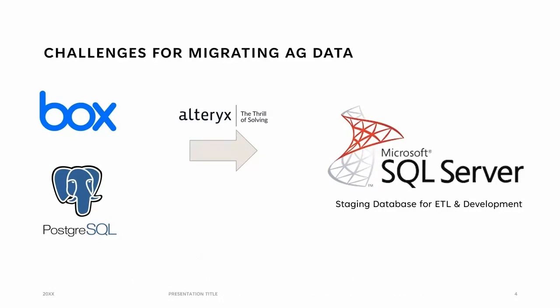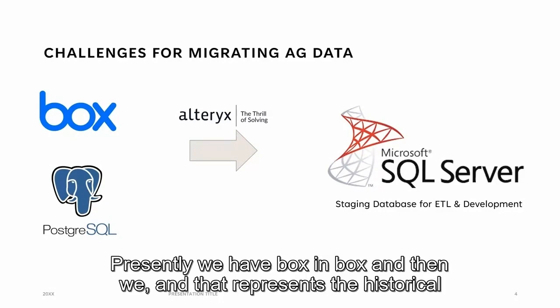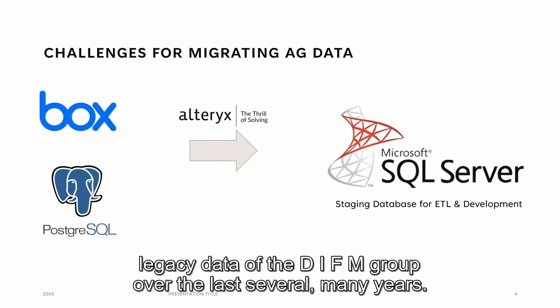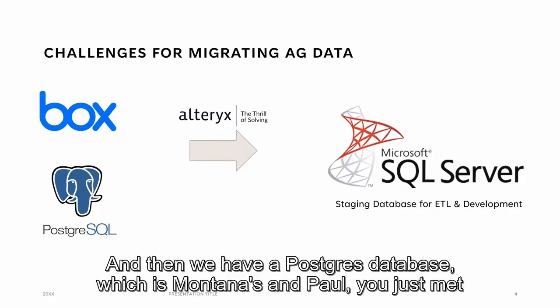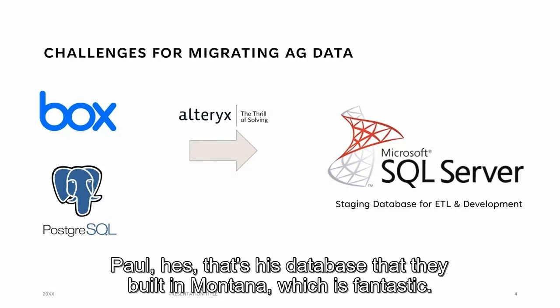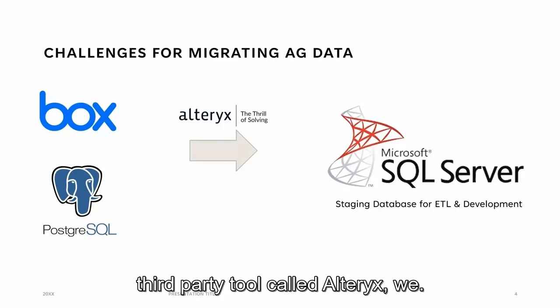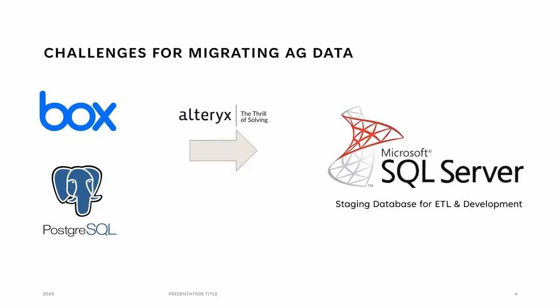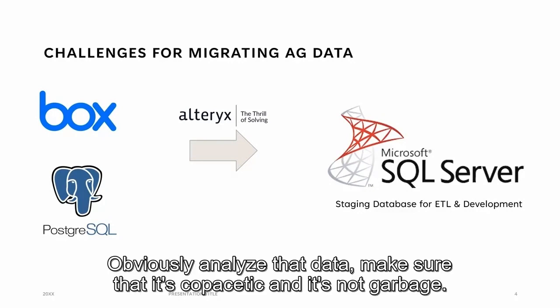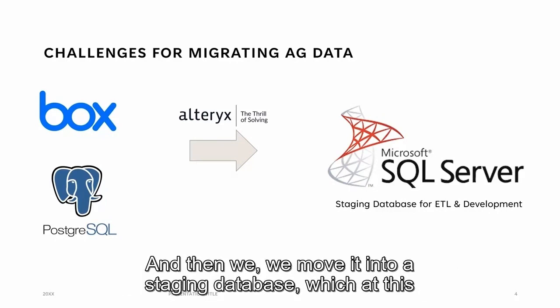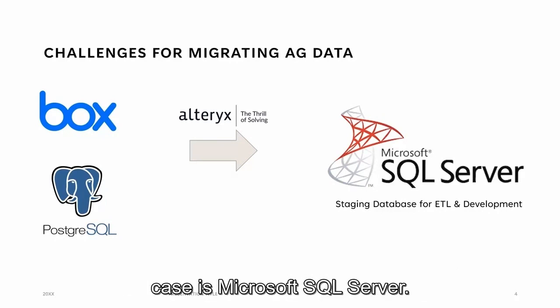Presently, we have Box, and that represents the historical legacy data of the DIFM group over the last many years. And then we have a Postgres database, which is Montana's, and you just met Paul Hedges. That's his database that they built in Montana, which is fantastic. And so taking the Box data and then the Postgres data, using a third-party tool called Alteryx, we obviously analyze that data, make sure that it's copacetic and it's not garbage. And then we move it into a staging database, which in this case is Microsoft SQL Server.